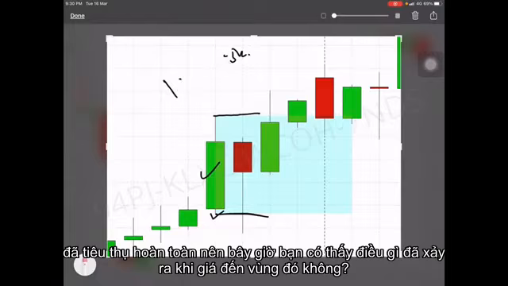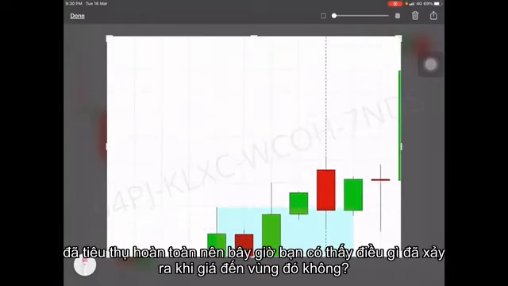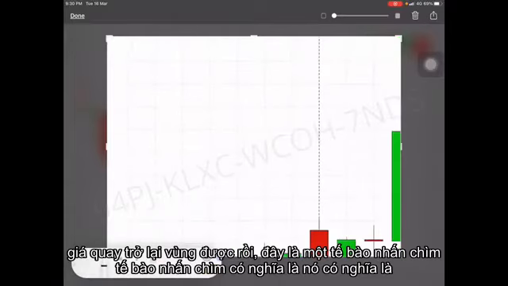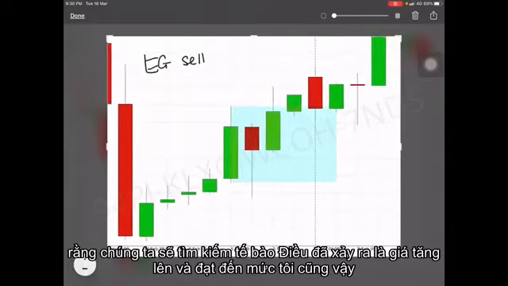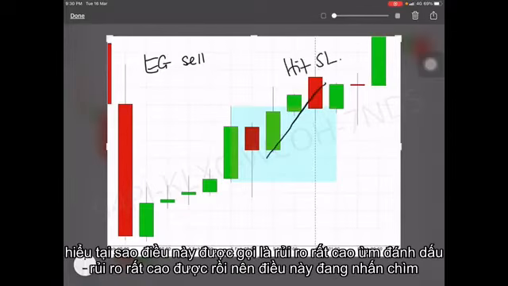So now, do you see what happened when the price comes to the zone? When the price comes back to the zone, this is an engulfing sell. Engulfing sell means that we're going to look for sell. But what happened is that the price goes up and hit SL. So do you understand why this is called a very high risk marking?